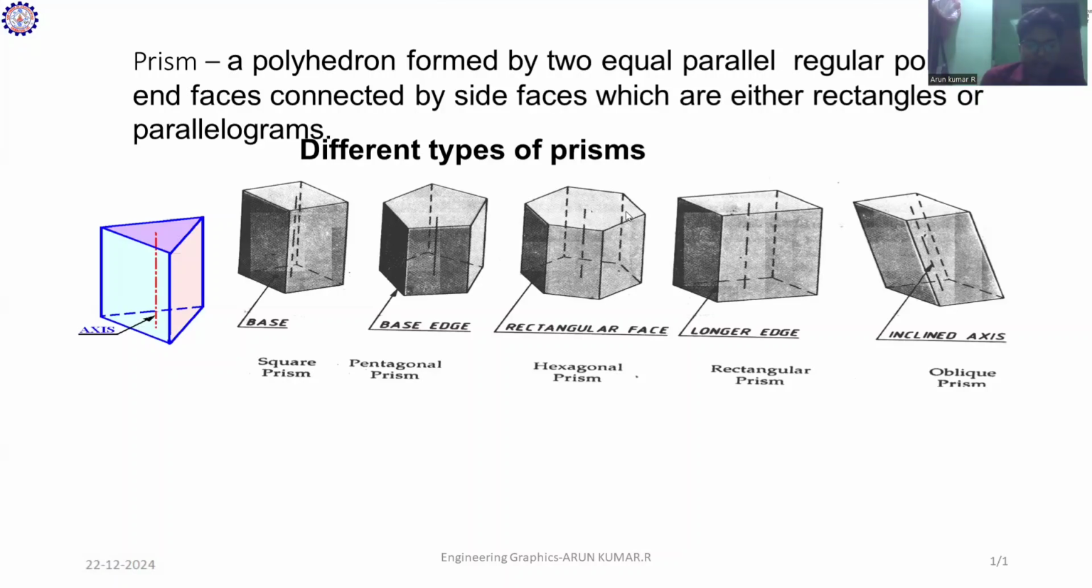For example, considering the triangle here, this corner will be joined to this corner, and the same side will be joined to the same side. The two equal, parallel regular polygons are placed at a particular height. The end faces are connected by side faces, which are either rectangular or parallelograms. When we consider a parallelogram, it means the solid is inclined.